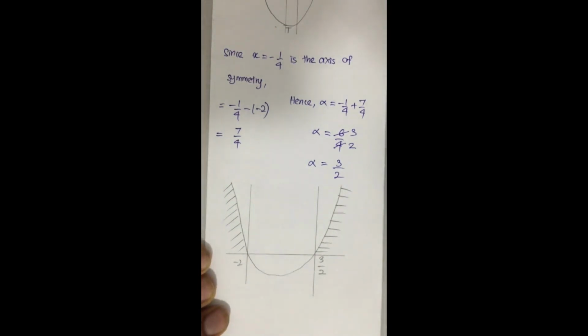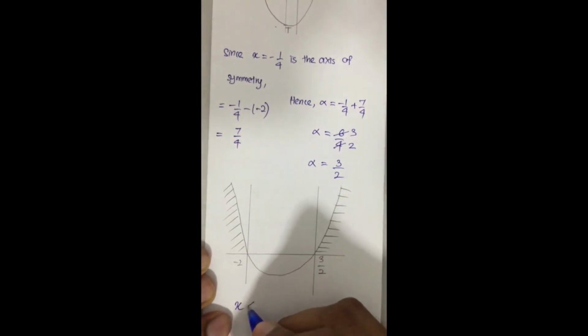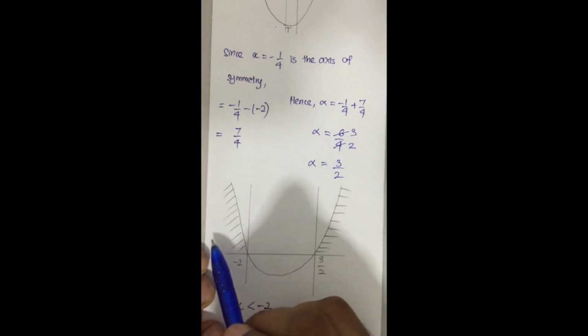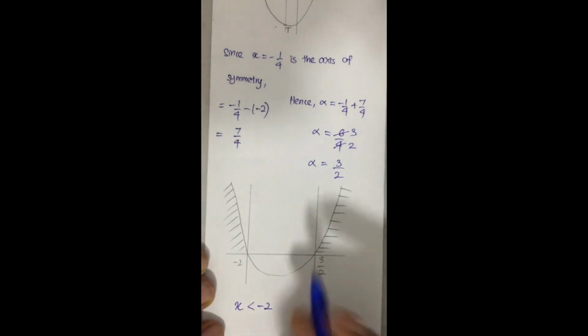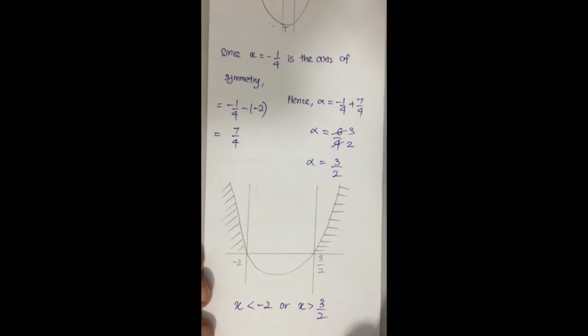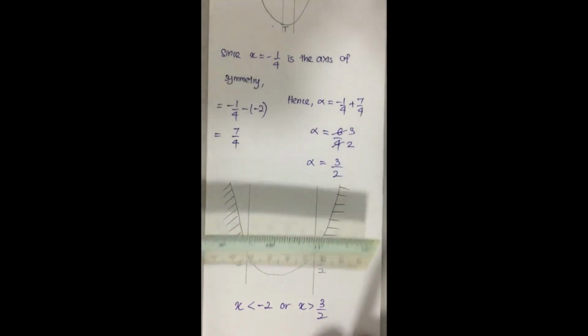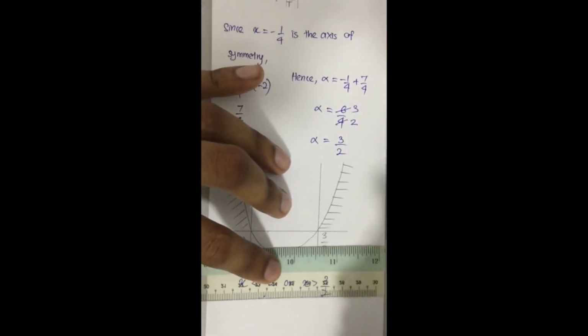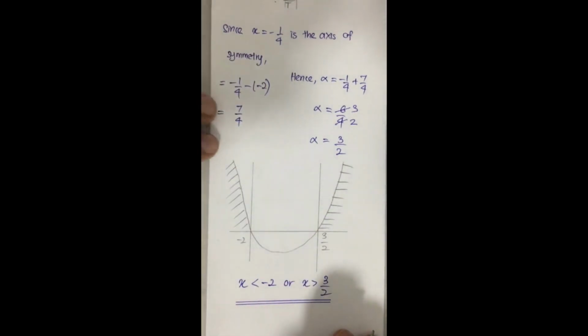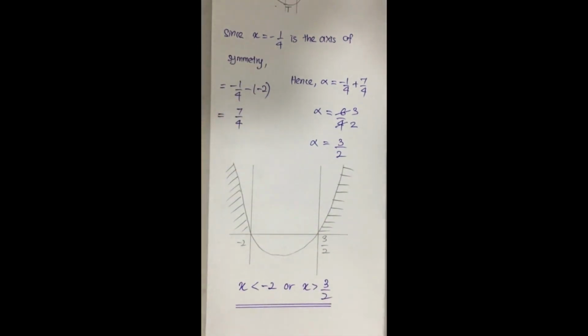From here we can get our answer. Anything shaded here will have x less than −2, or you can have an x value more than 3/2. These are the two possible ranges for f(x) > 0. Let me underline the solution. We are done with question 14 part A.